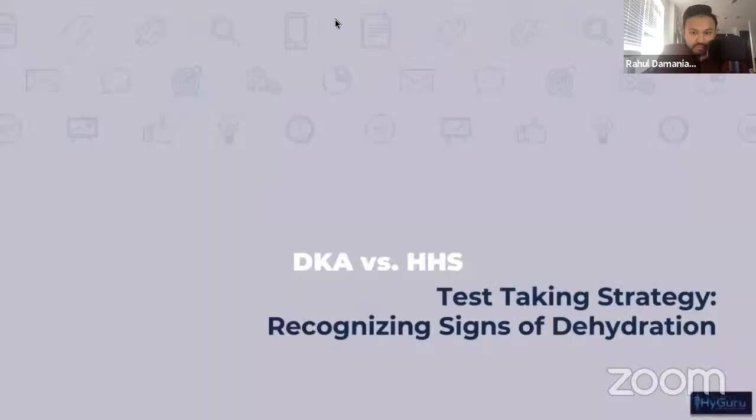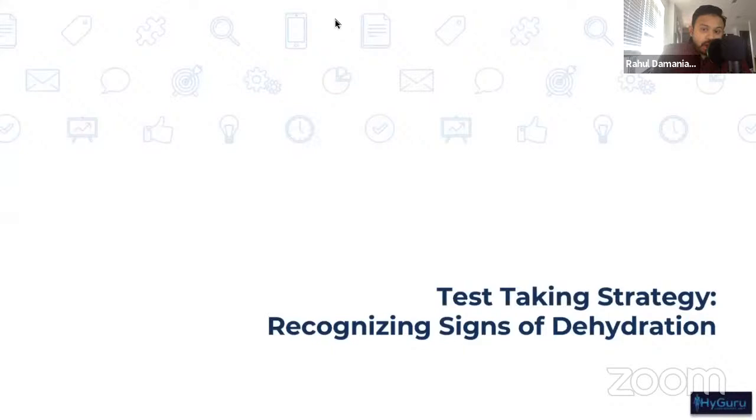Both patients in your USMLE, if they have DKA or hyperosmolar hyperglycemic state, HHS, both of these patients are going to have a dehydration type of stigmata in your test question. So what you need to do is recognize dehydration in your exam questions.